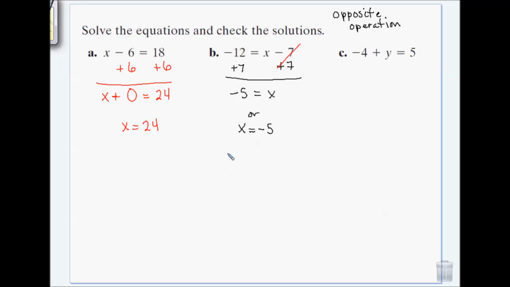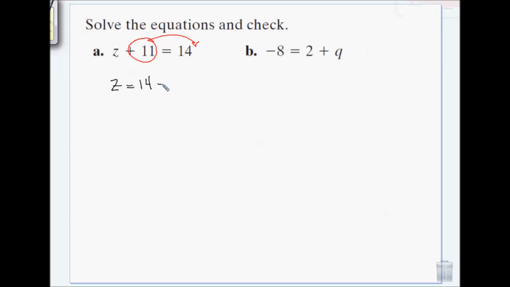How about just moving the whole number to the other side and changing the sign to the opposite? So I'm going to trade 11 over to the other team, so it's now negative. So z equals 3. It's so easy, for some people, not for everybody. Or here, 2 is positive, so to cancel it out, I'm going to subtract 2 from both sides. These will cancel. Negative 8 and negative 2 makes negative 10 equals q.